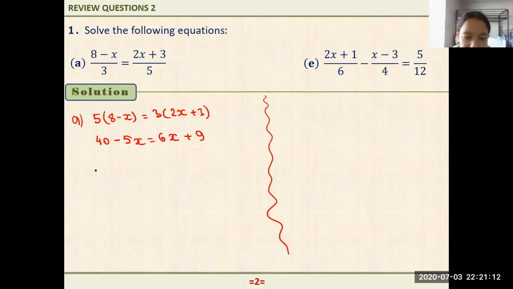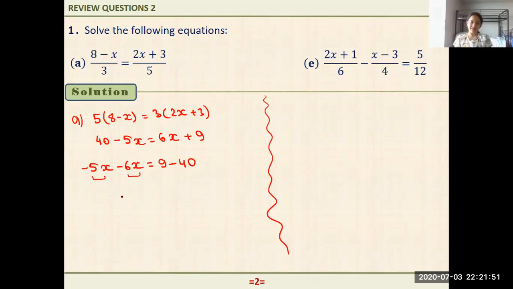40 minus 5x, I think it's 35x. No, Shahina, we cannot simplify. We don't have x here. These are not like terms, right? So we have to take all the terms that have x to the left-hand side, and constants to the right-hand side. Here we have minus 5x on the left, and take minus 6x from the right to the left. On the right we have 9, and take the positive 40 to the right-hand side, where it becomes minus 40. Now these are like terms, we can simplify.